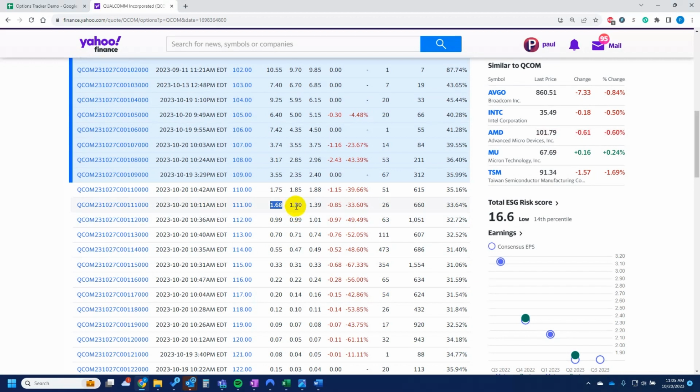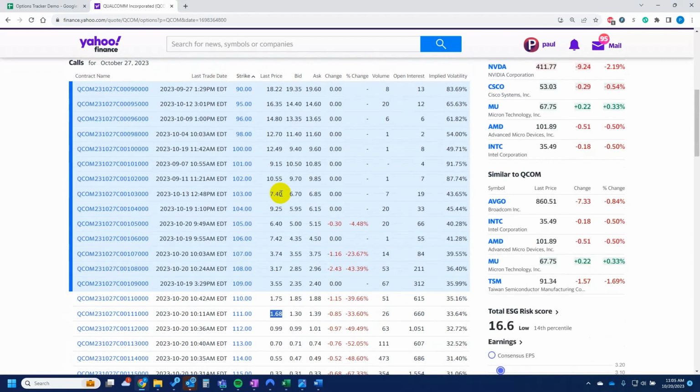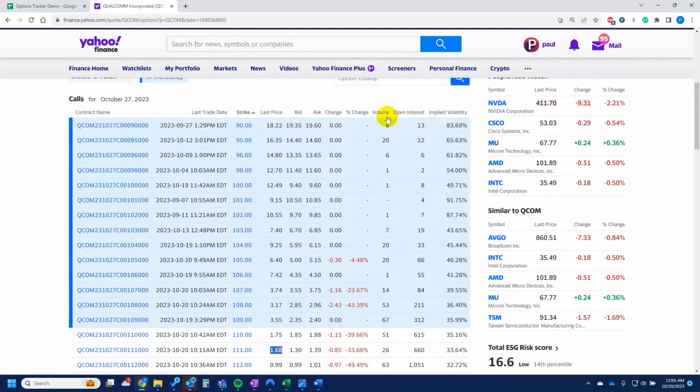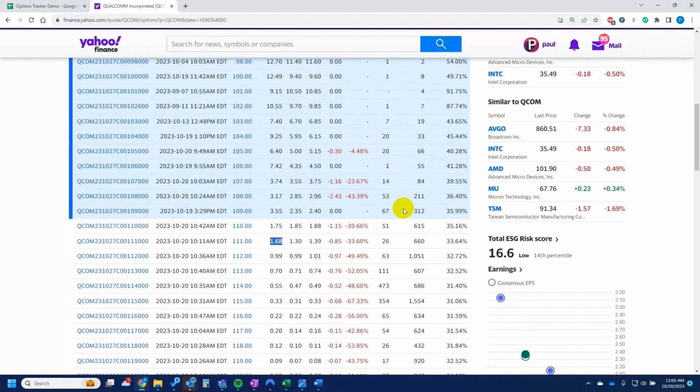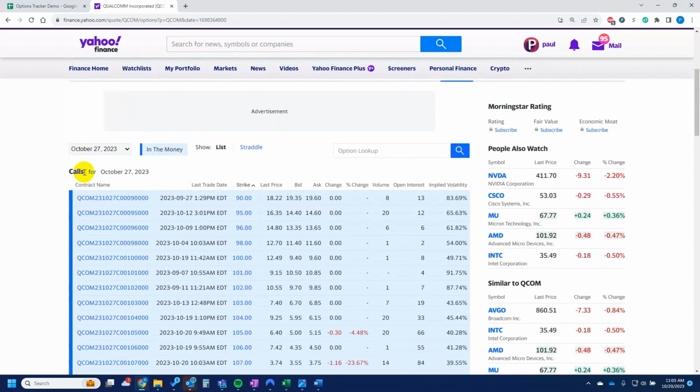When the order is entered, we have, again, this column is last price, the last transacted price. There's a bid and ask, so it moves around minute by minute. On the right-hand side, you see the open interest and volume. So these are the number of contracts that are active or on the market. So it's not huge, but there is quite a bit of activity with Qualcomm, and it's a good stock for options trading. So that's the call side.